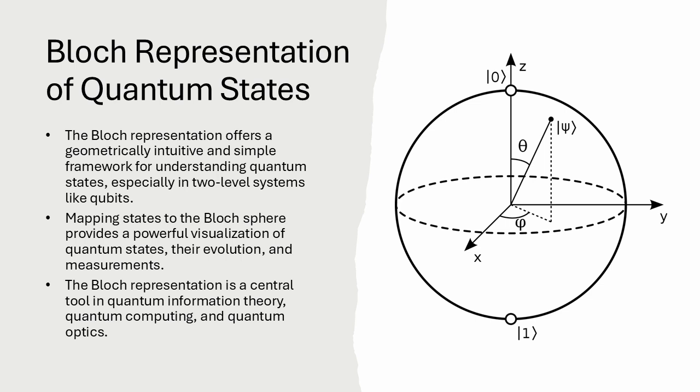Exactly. But I've heard that there are these things called mixed states, too. Do those fit into this picture? Absolutely. So far, we've been talking about pure states, which are represented by points on the surface of the sphere. But in reality, qubits don't exist in perfect isolation. They interact with their surroundings, which introduces noise and uncertainty. So it's like the real world messes things up a bit. Exactly. And that's where mixed states come in.